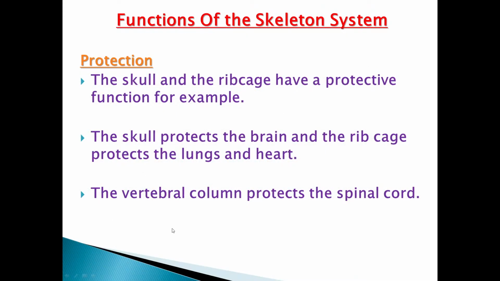On the slide that you're seeing now, there are 3 examples. If I should ask you to give me examples of how the human skeletal system offers protection, then right away you can say the skull protects the brain, that is 1. The rib cage protects organs such as the lungs and your heart. And the third one on the slide here is that the vertebral column protects the spinal cord.